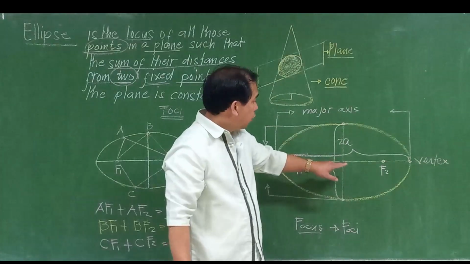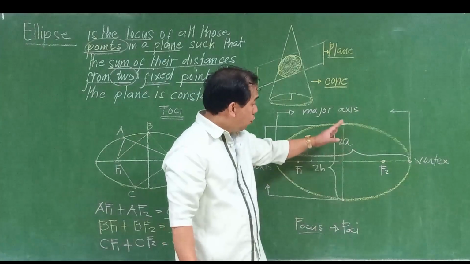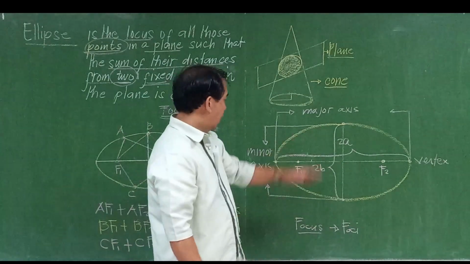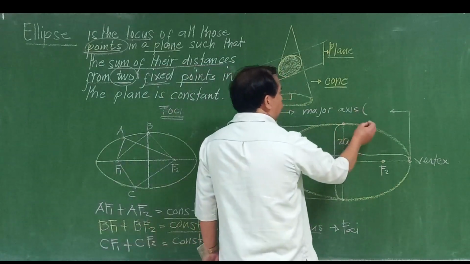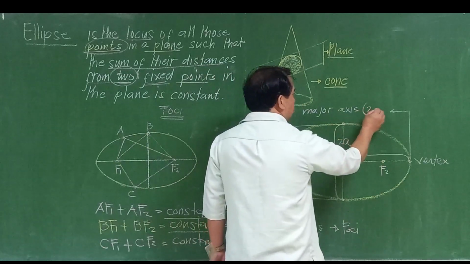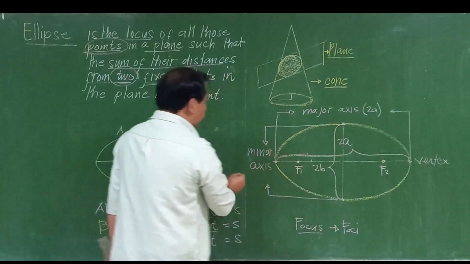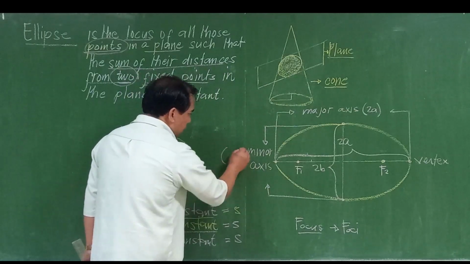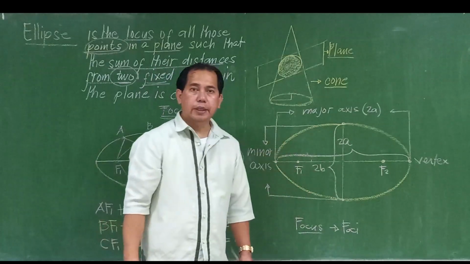Another one from the center going to this vertex is B. So we have 2B. That is the same as in the major axis. So what would be the measure of our major axis? Our major axis can be considered to be 2A in relation to this illustration. Our minor axis is 2B in relation to this illustration.